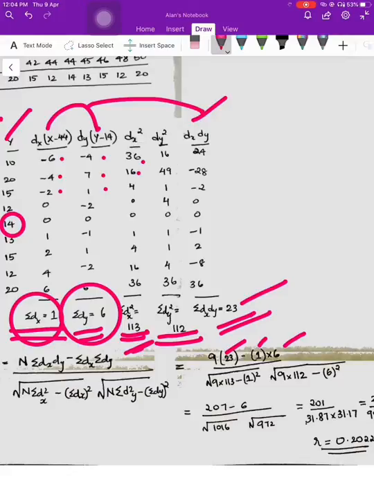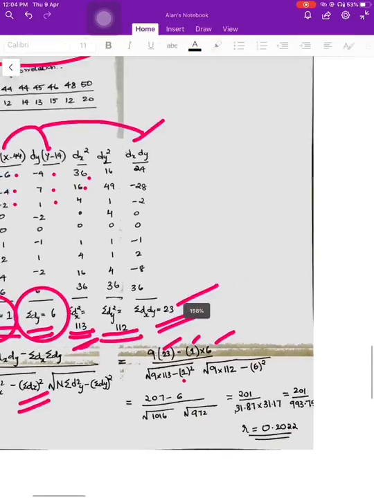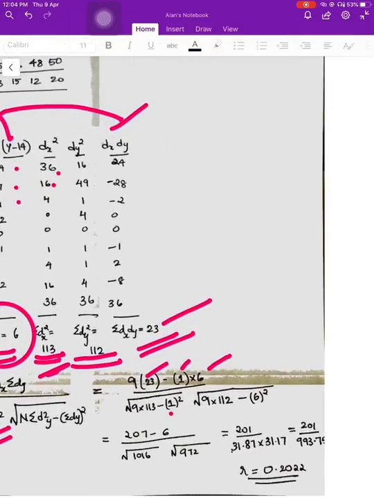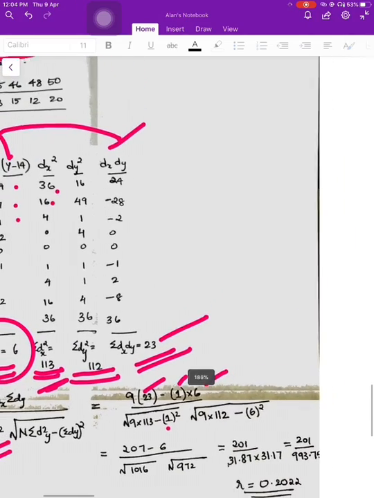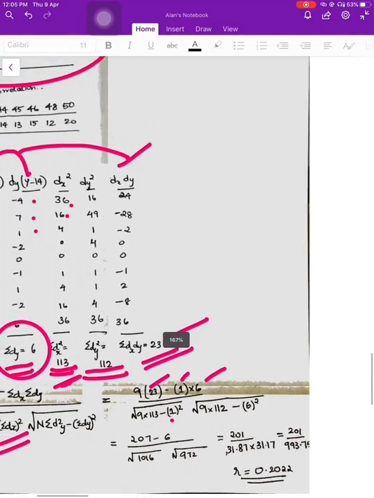Now just understand that the square is outside of the bracket, so we take this sigma dx here, and we square it, so we have 1 square. Same way we continue with the whole formula, and we have 9 into 112 minus 6 square as well. Once we go forward with the calculations, you can see that we end up with 207 minus 6, whole divided by root of 1016 into root of 972, and the final result is r equal to 0.2022.